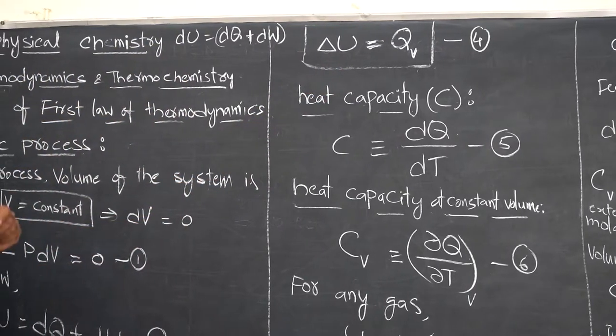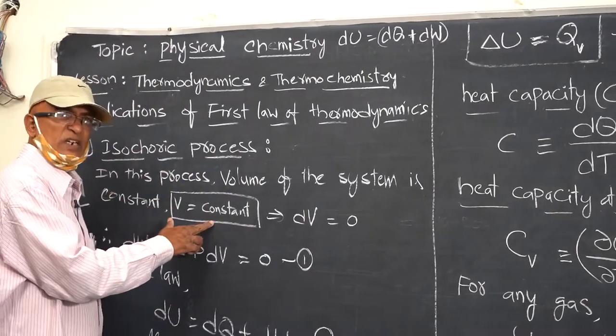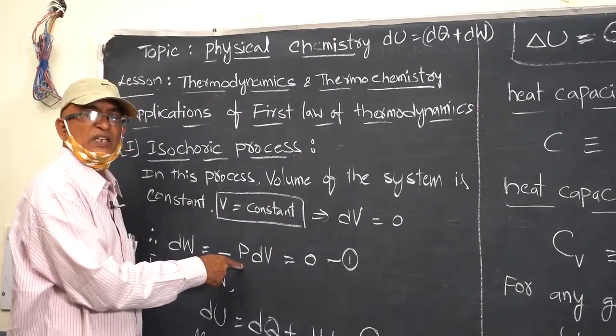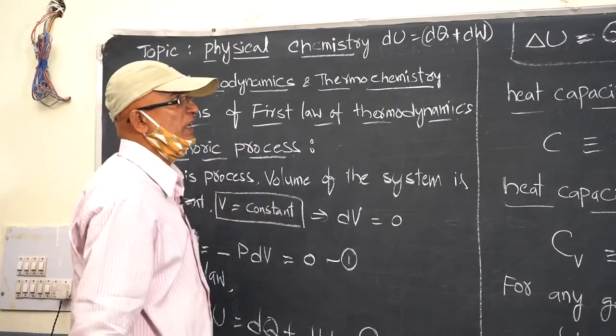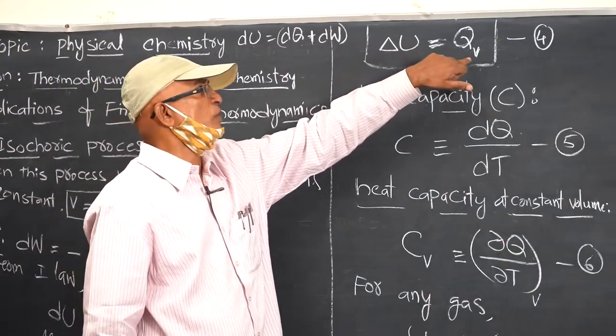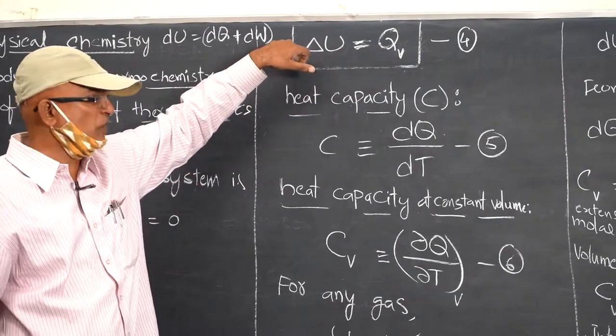So, whenever the word isochoric process is used, immediately, as volume is constant, the mechanical work, the expansion work, the compression work is always equal to 0. As a result, the first law application for the isochoric process is Q at constant volume equals delta U. Here no work is done.